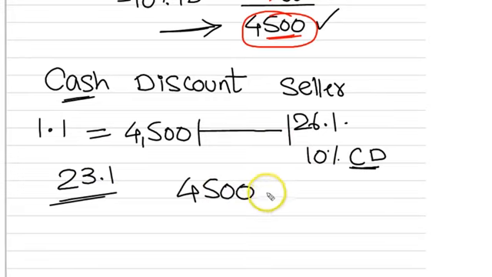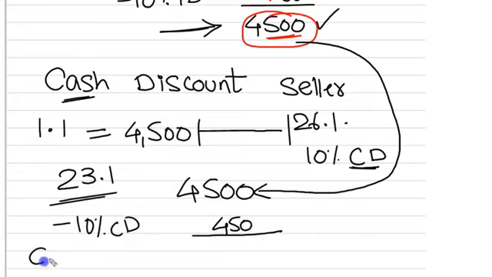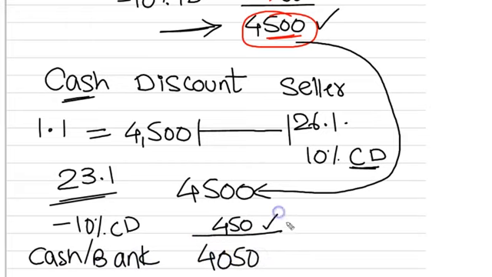In this situation, the trader was supposed to receive this 4500, but now since he had promised me that if I make the payment before 26th January, he is supposed to give me 10% concession or discount. So 4500 minus 10% cash discount, that is 450. I am supposed to make the payment either by cash or by check, that is bank. So how much do I have to pay now? 4050. This is the real benefit for me.